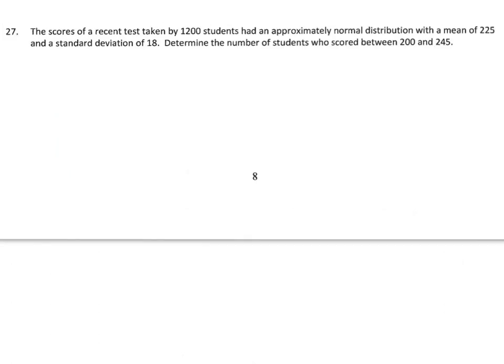All right, 27. The scores of a recent test taken by 1,200 students, I'm just going to underline that, had an approximately normal distribution with a mean of 225 and a standard deviation of 18. Determine the number of students who scored between 200 and 245. All right, so it looks like we're going to do a normal CDF here.